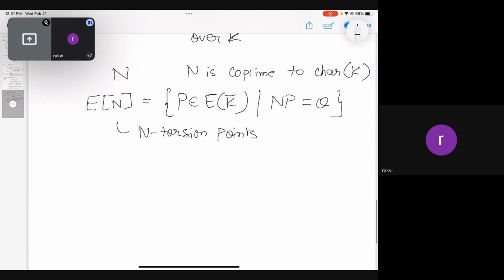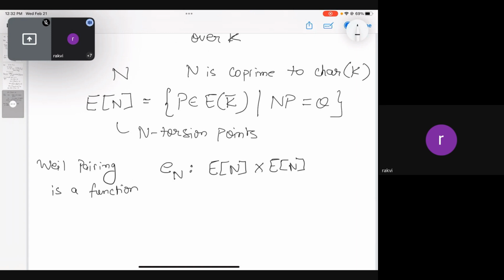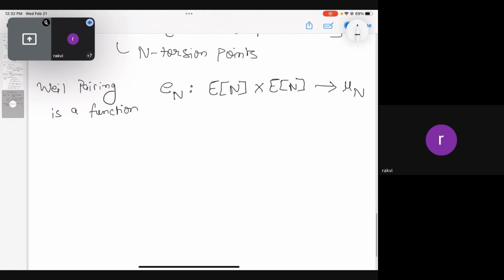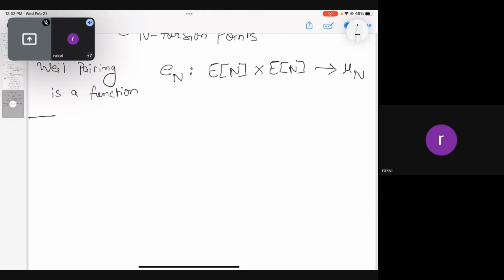And now this Weil pairing is basically a function, let's give it a name, En. So it takes a pair of n torsion points and spits out an nth root of unity. So let's see how the magic happens. How can we get a root of unity from two torsion points? So here's the recipe.